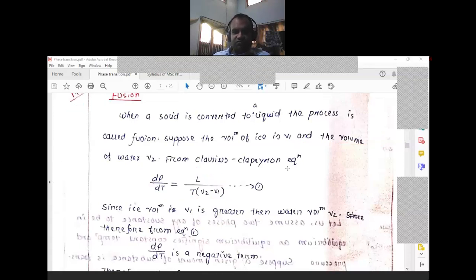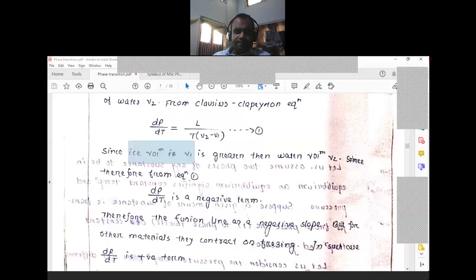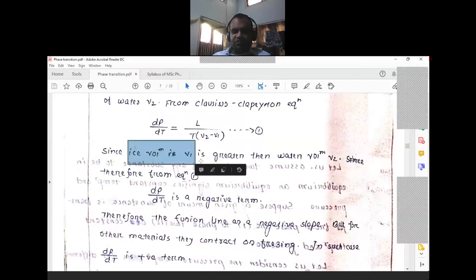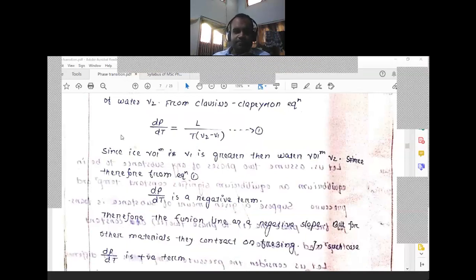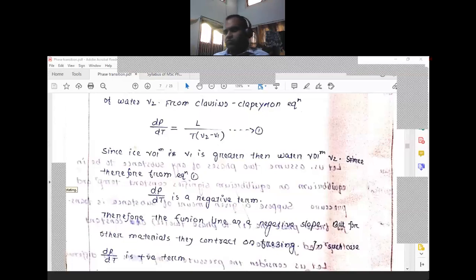Now there is a twist in this story. What is the twist? The volume V1 of ice is greater than the volume V2 of water. Ice has a greater volume than water. So why so?